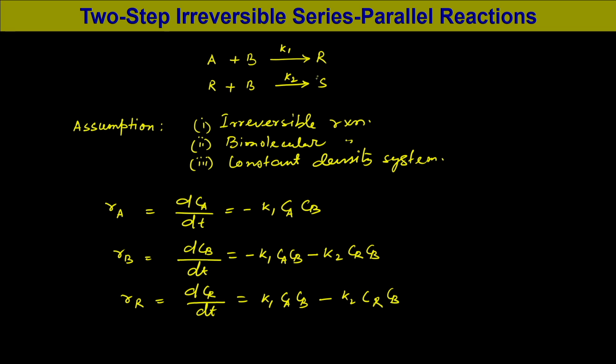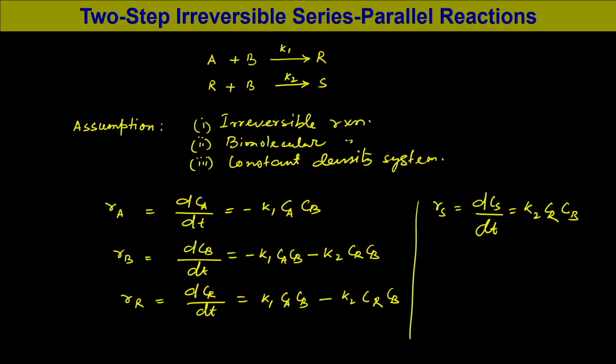Now, for S, which is forming from the second reaction, we can write r_S is equal to dC_S/dt, which is equal to k2 into concentration of C_R and concentration of B, C_B. So, these are the four rate equations. We can write from this a two step irreversible series parallel reaction for constant density system.